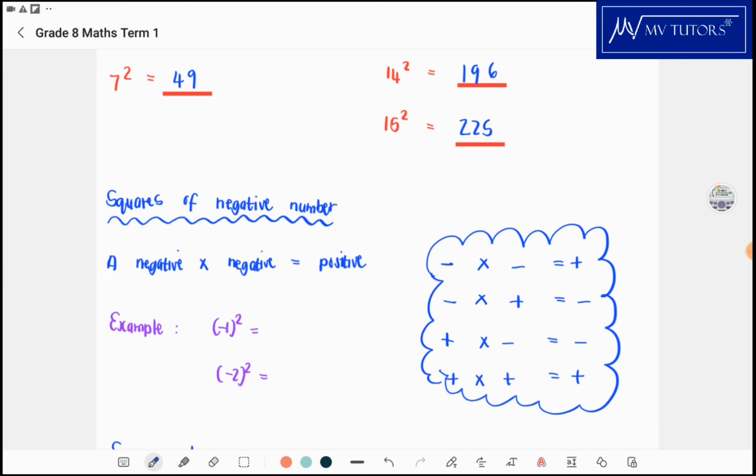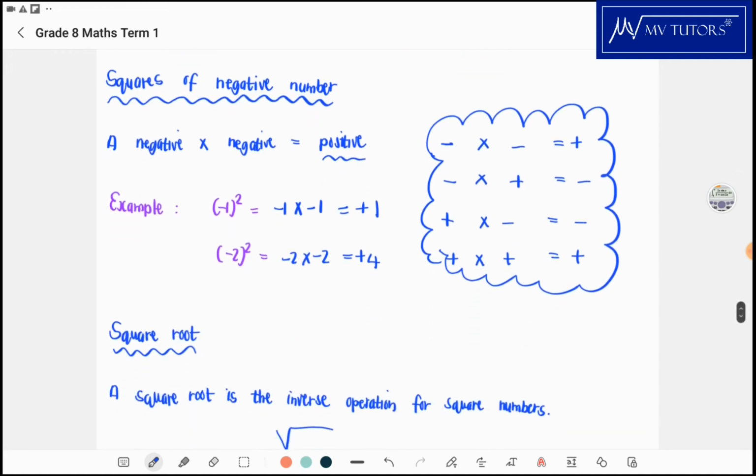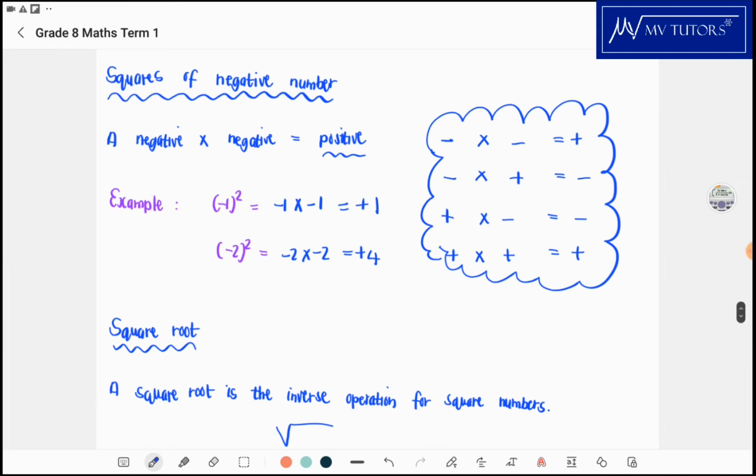Now, what happens then when we have negative 1 squared? That's the same as saying negative 1 times negative 1. The negative and negative turn to a positive. 1 times 1 is simply 1. How about negative 2 squared? We have negative 2 times negative 2. That will be positive 4. So a negative number multiplied by a negative number always gives you a positive. Okay, so that's the squares of a negative number.